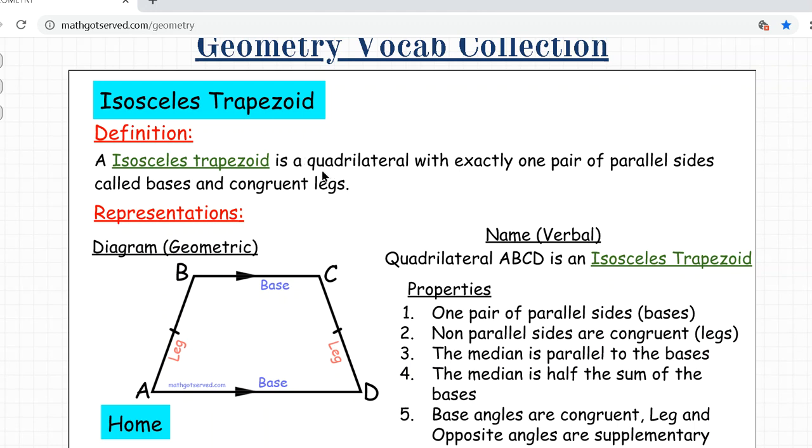The particular property we're going to be looking at for an isosceles trapezoid has to do with the relationship between the base angles, the leg angles, and the opposite angles. First of all, base angles of isosceles trapezoids are congruent. So angle B and C are congruent, angle A and D are congruent. And then opposite or leg angles are supplementary. Remember what supplementary means. It means it adds up to 180. So angle C and D are supplementary. Angle B and A are supplementary since they're leg angles. And then opposite angles B and D are supplementary, and opposite angles A and C are supplementary also.